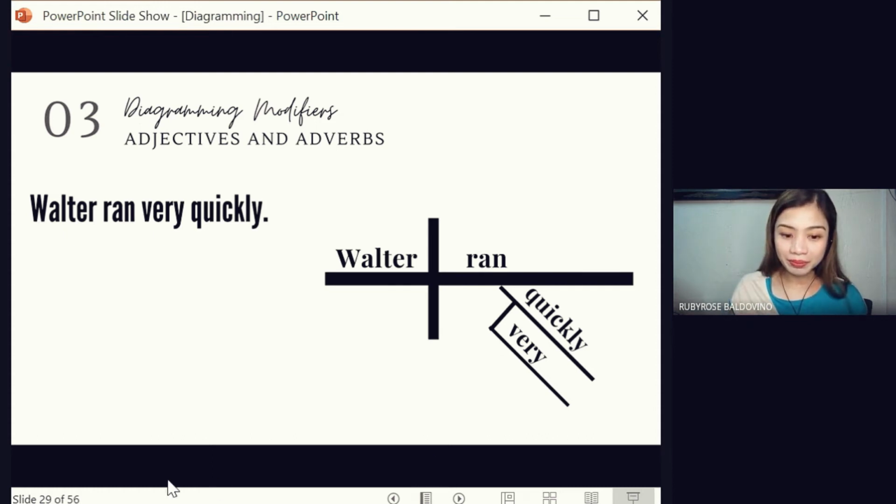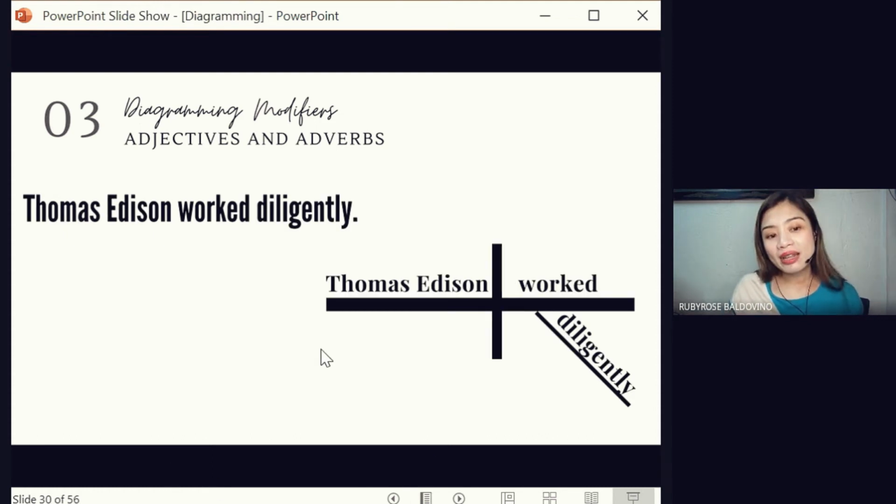Another example. Thomas Edison worked diligently. This one is easier. Again, identify the subject and then the verb. Our subject is Thomas Edison. Place it on the left. Our verb is worked. Now, how did Thomas Edison work? Diligently. So again, this is an adverb describing a verb. It describes the verb work. So we just have to place the adverb on a slanted line under the word that it described, just like this one.